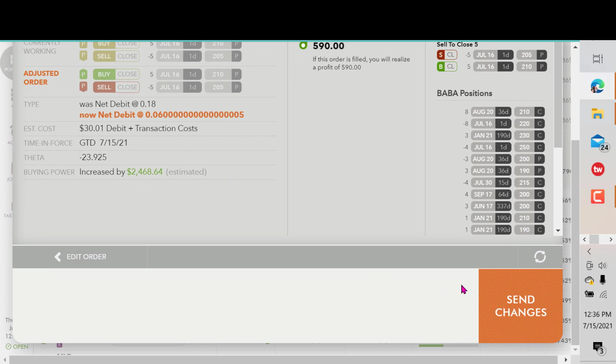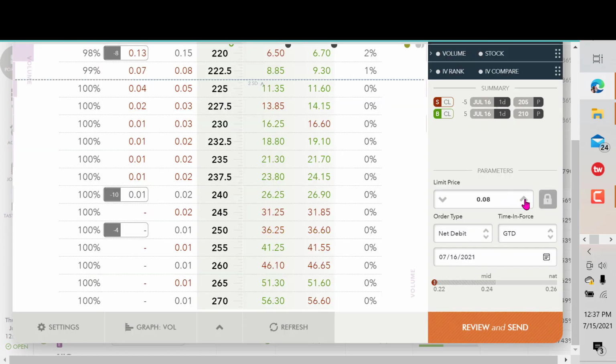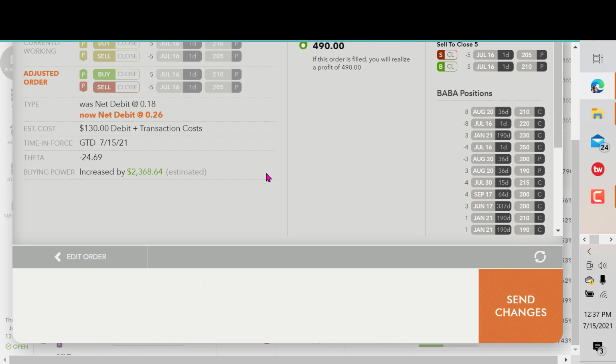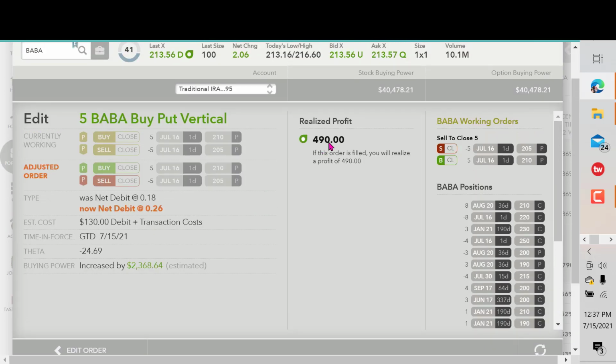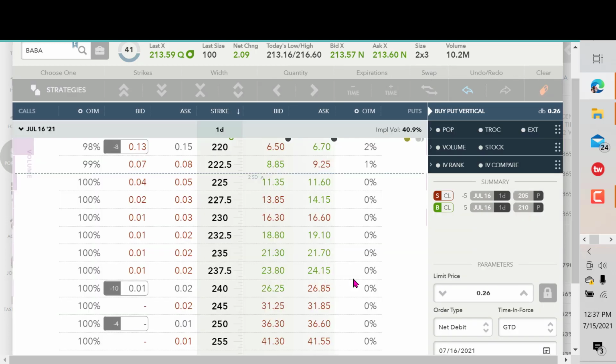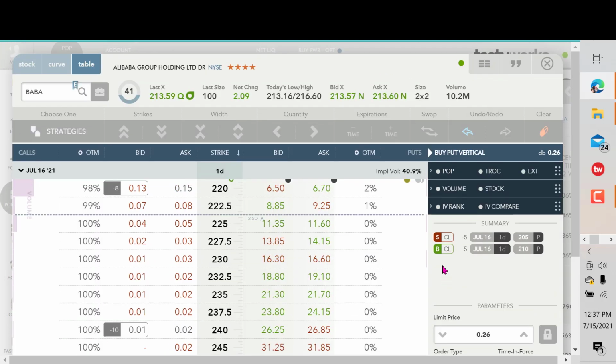If I changed it to the 18 cents, one last gyration here, we'll put it at the 24. This is how much they want right now. They want 24 as a midpoint. They're actually asking for 26. So if I gave them their 26, I'd only make $490 and I'd pay them $130. So what I'm trying to do is collect this 130 and turn this into 620 in one day. And that is what I'm going to do.